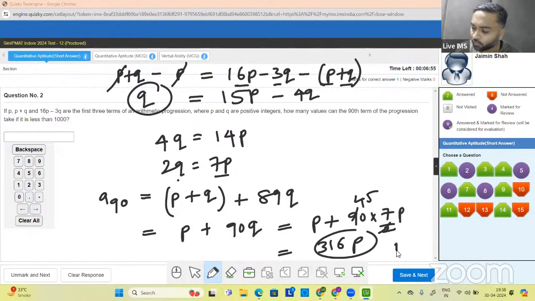So P can be 1 or it can be 2. अच्छा, can it be 0? Can it be 0? So ये 0 हो जाएगा. If P is 0, so ये भी 0 हो गया. ये भी 0 हो जाएगा. First three terms positive integers. अच्छा, P and Q 0 बोला है, तो 0 तो नहीं हो सकता है. So 1 and 2, there are only two possibilities. ठीक है.